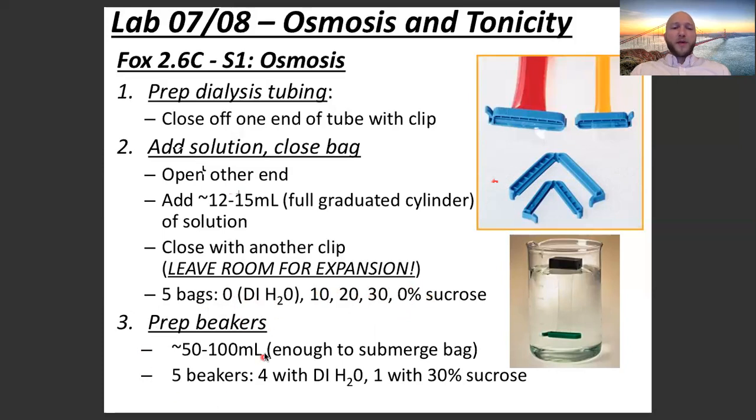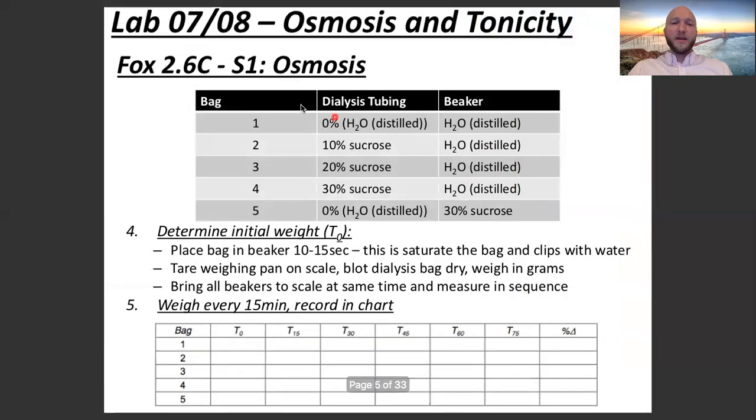We are then going to prep beakers, and we're going to have 5 beakers total, 4 beakers with DI water, 1 beaker with 30% sucrose. And we are going to submerge our prepared dialysis tubing bags in those beakers. So this is the setup. We're going to have 1 bag with distilled water and distilled water in the beaker, 1 bag with 10% sucrose in distilled water, 1 bag 20% sucrose in distilled water, 1 bag 30% sucrose in distilled water, 1 tube with distilled water and the beaker having 30% sucrose solution.